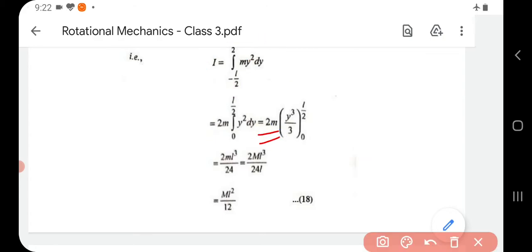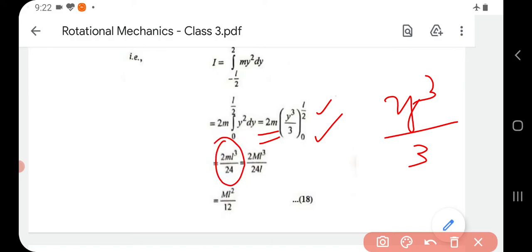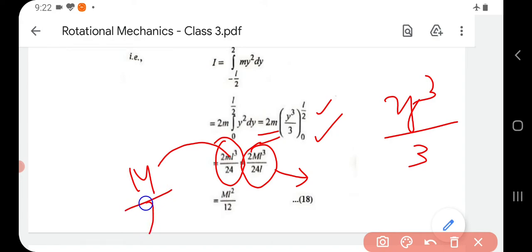2m. What is the integral of y square dy? y cube by 3, right? Then apply the limit 0 to L by 2. So you will get this. And now how will you get this one? You just replace this small letter m. What is that small letter m? Mass per unit length. So replace that small letter m with capital M by L. So you will reach this equation.